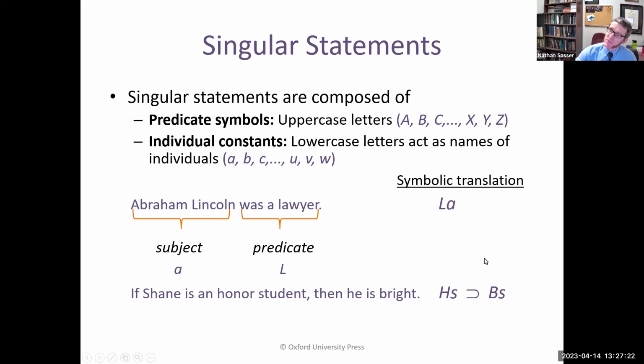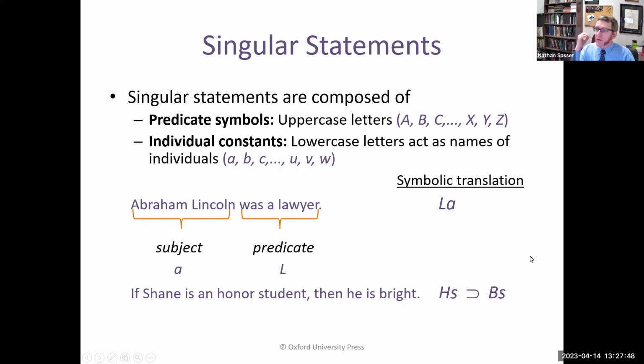And then we can use that sort of symbolization to combine it with our other logical operators to make complex compound sentences like this one. So if Shane is an honor student, then he is bright. So HS says Shane is an honor student. BS says Shane is bright. So it's if this, then that.